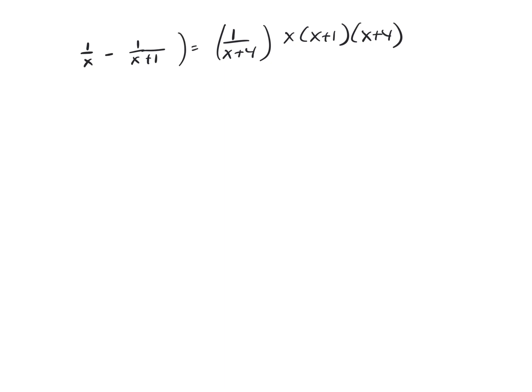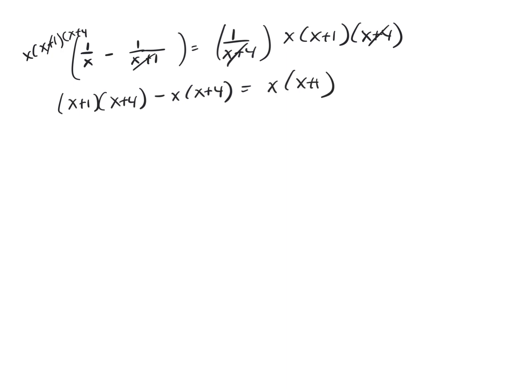We want to solve this inequality, and we want to clear our fractions first by multiplying by x, x plus 1, x plus 4. I'm working this algebraically first, and then I'll show you another way you can work it in just a minute. So here the x's cancel, and you're left with x plus 1 times x plus 4 minus, and the x plus 1's cancel, and you're left with x times x plus 4.